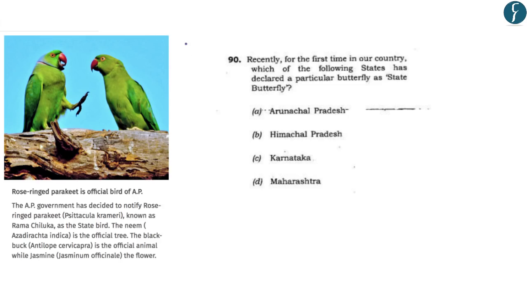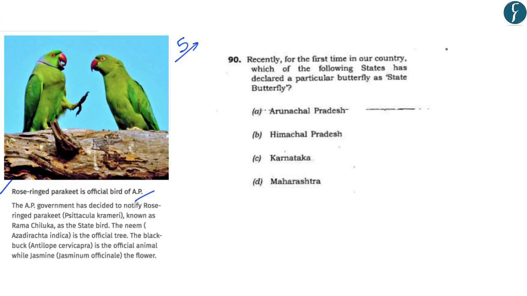The next news appears on page number 5 as a snippet. In this, it talks about the rose-ringed parakeet as the official bird of Andhra Pradesh. It says that the Andhra Pradesh government has decided to notify the rose-ringed parakeet, known as Ramachilukka, as the state bird.